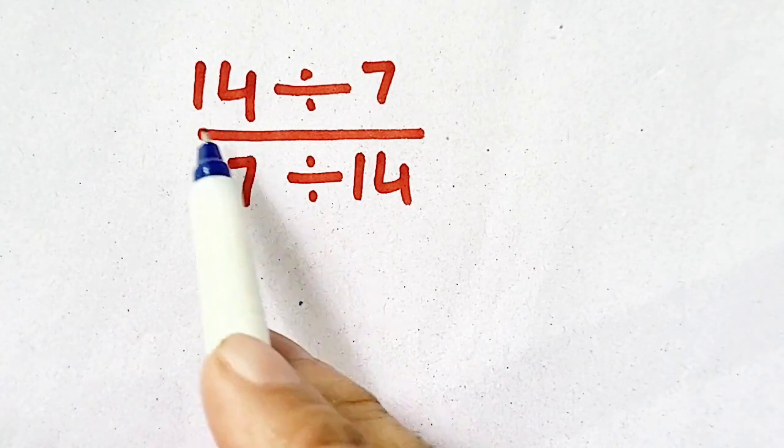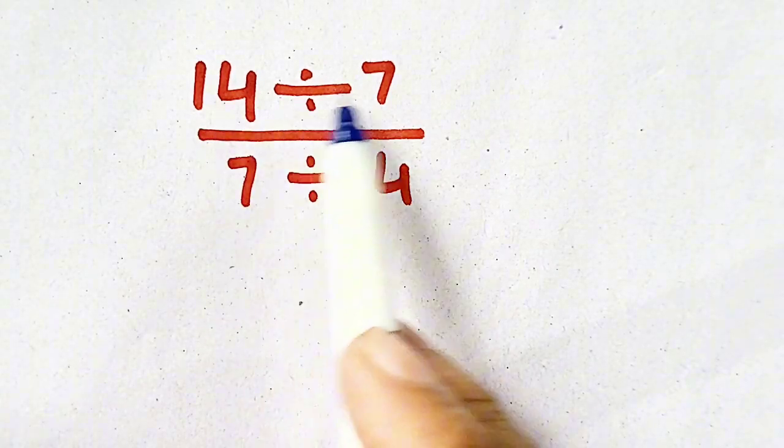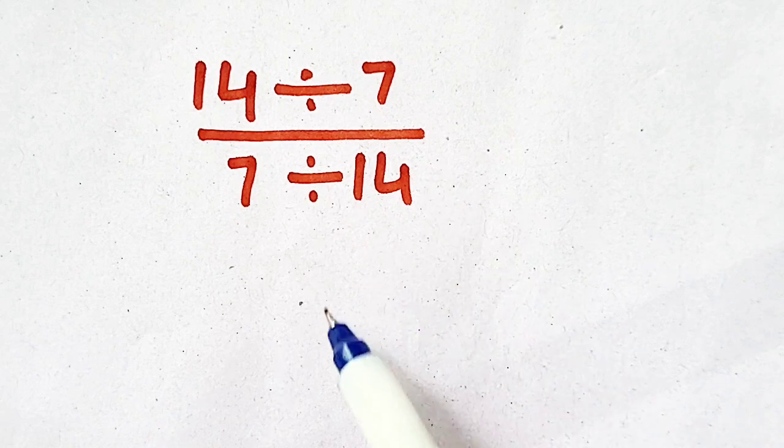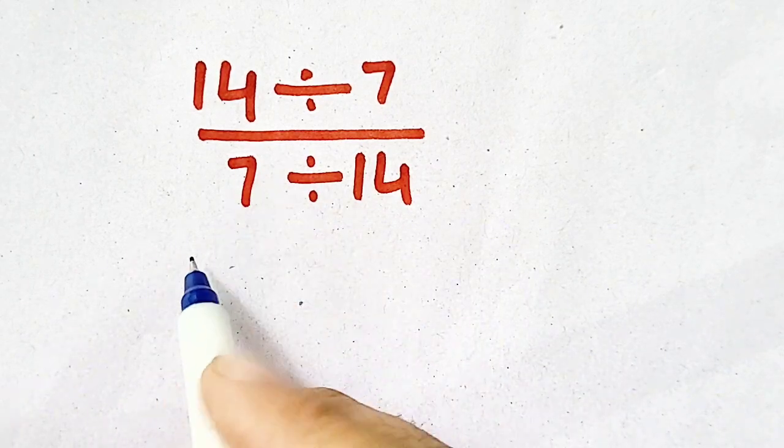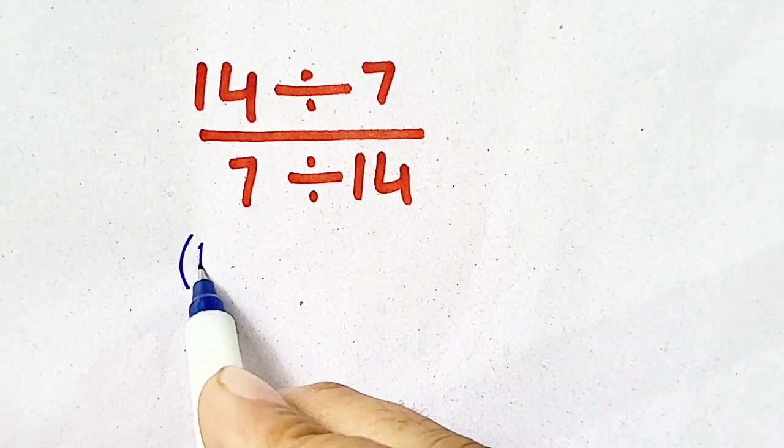Respectable audience, I have a question for you. 14 divided by 7 divided by 7 divided by 14. To solve this, we have to make two parentheses.